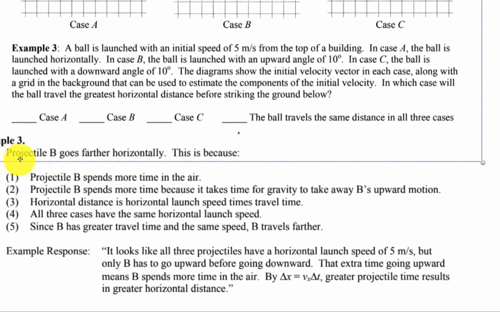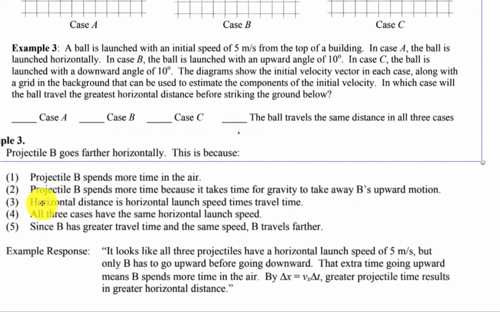So the answer to the question, the first sentence, you can just say projectile B goes farther horizontally. And then we have some bullet points here. We're going to put it in an example response down here. But why does B go farther horizontally? Well, the biggest reason is because B spends more time in the air. The reason it spends more time in the air is because if it has an upward velocity, it takes time for gravity to take B's upward velocity away and have it start moving back down.